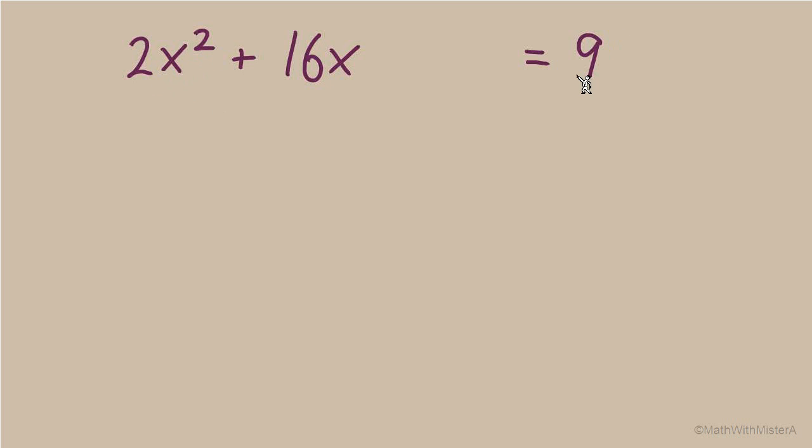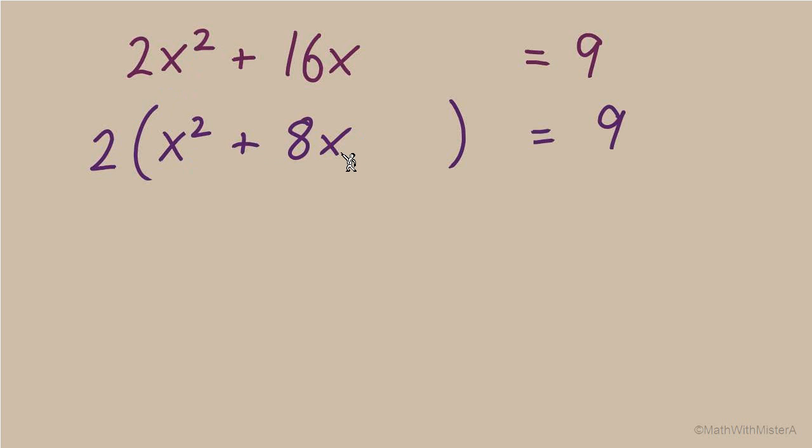What I'm going to do instead is I'm going to factor this coefficient out. So 2x squared plus 16x, because the coefficient is 2, I am factoring a 2 outside of parentheses. And that would leave us with x squared plus 8x in the parentheses. What does our right side look like? For now, it still equals 9. I haven't done any mathematical moves.